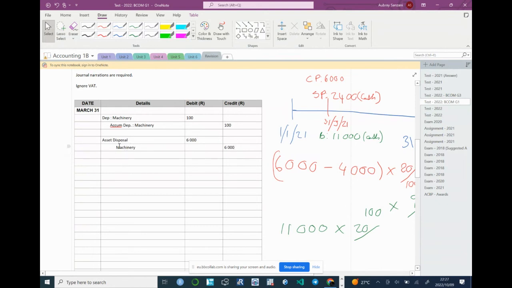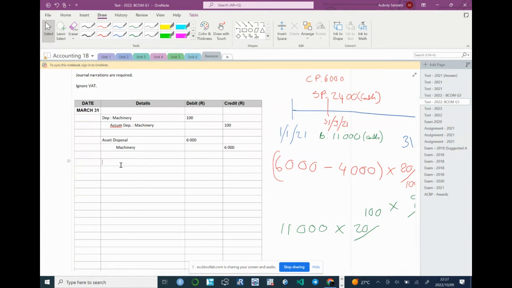All right, and then obviously here in the narration you would have written removal of the cost price, or transfer of cost price to asset disposal account, or asset disposal, or disposal. Does that make sense? Right. Then we move on to the next one.